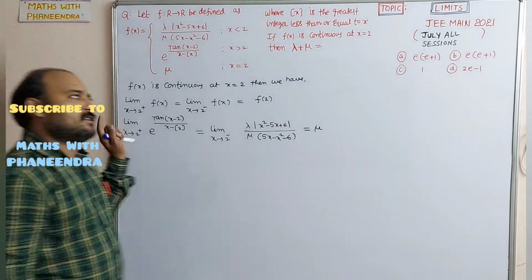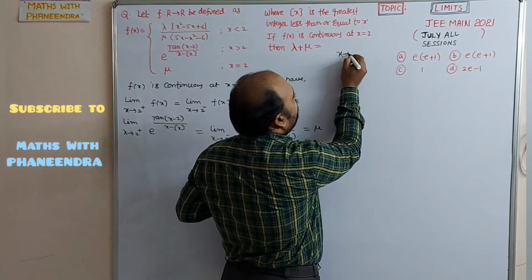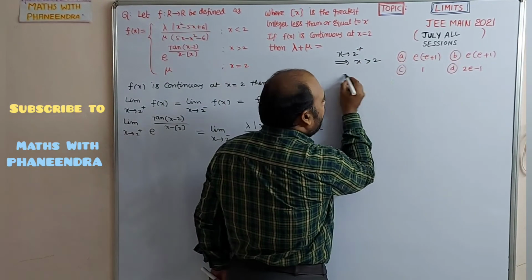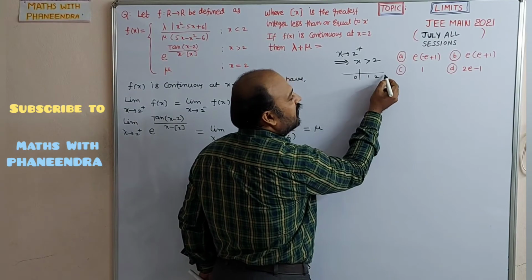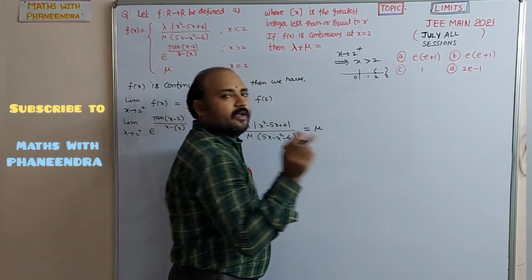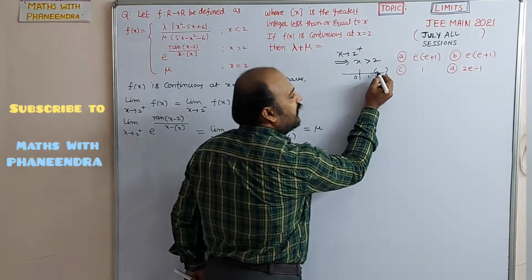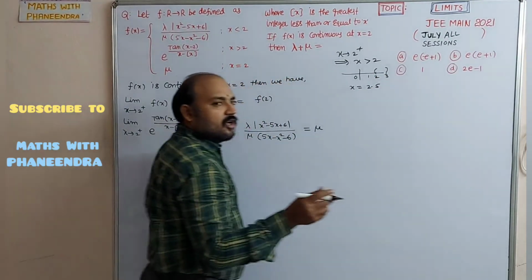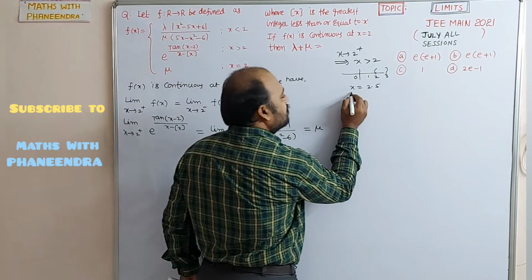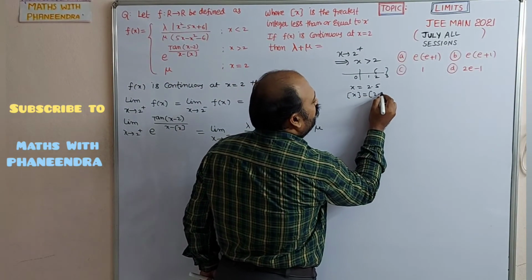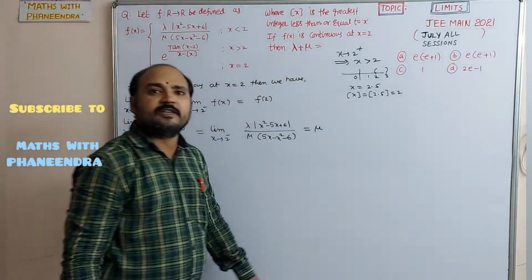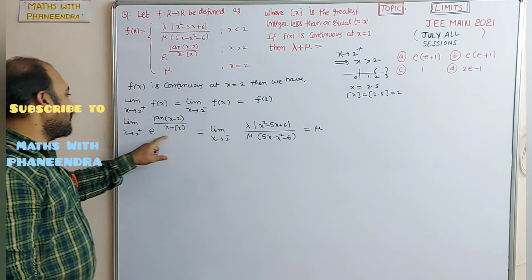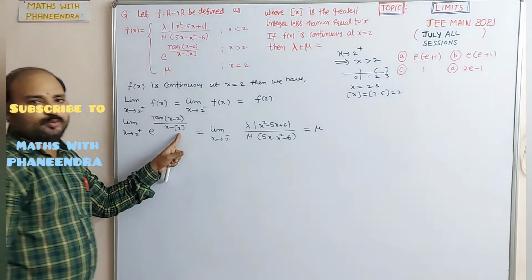X tends to 2 plus, meaning x is greater than 2. On the real number line it lies between 2 and 3. So x is equal to 2.5 something, or 2.6, 2.7, if you take like this. Step of x is equal to step of 2 point something, which should be equal to 2. Greatest integer function, step of 2 point something is equal to 2. So wherever step x is there in this limit, you can consider it as 2.